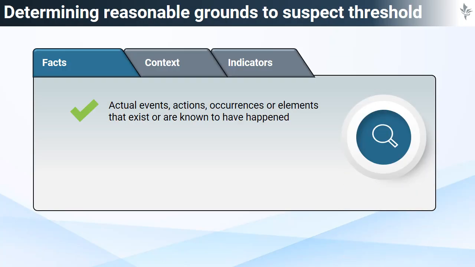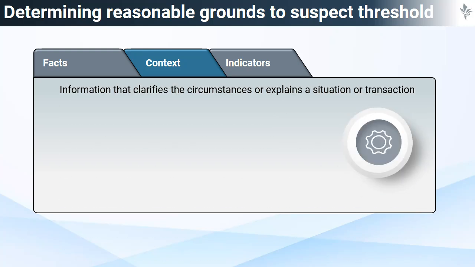Facts are actual events, actions, occurrences, or elements that exist or are known to have happened. Facts are not opinions. For example, facts about a mortgage refinance could include the date, time, type of property, mortgage payment amount, client credit report, or the client's source of income.